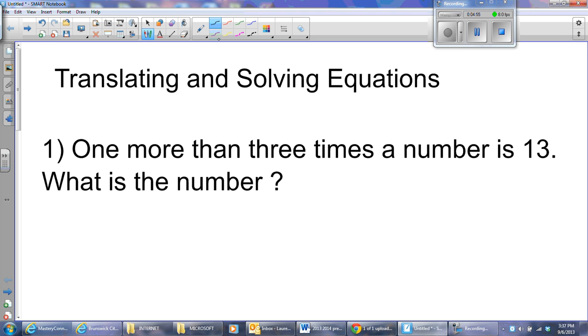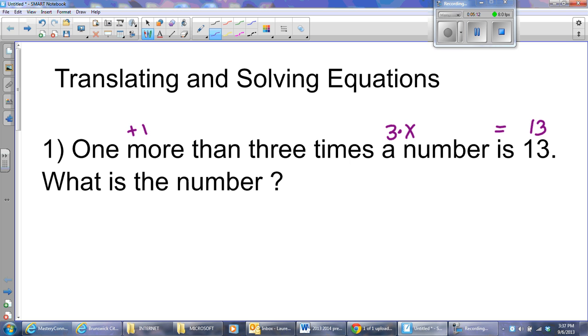Let's start translating. It says 1 more. Well, that means plus 1, then 3 times a number. Do I know that number? No, I don't. And that's the cool thing about math. If you don't know the number, you can use a variable. Now I need 3 times that number. Okay, is equal, and then 13.